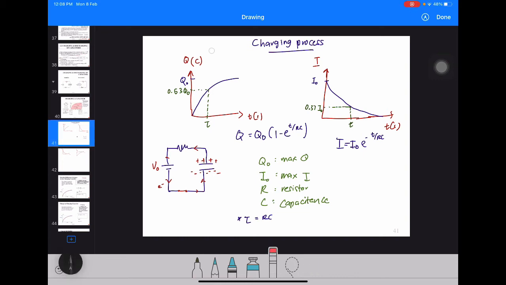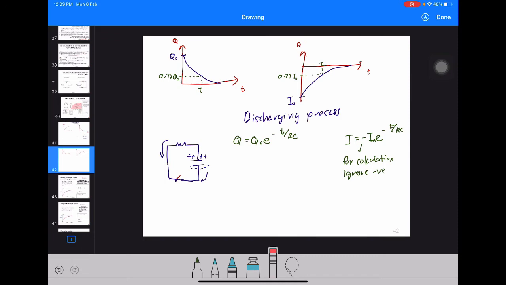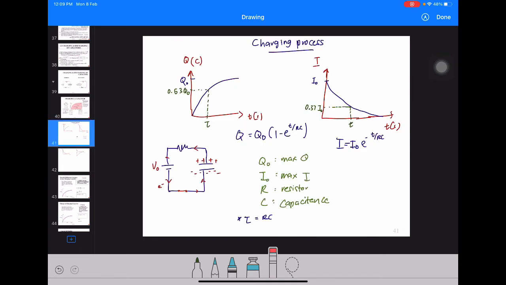The time taken to reach 0.63 or 63% of your Q naught. The time taken to charge. The rest would be discharging. The rest would be decreasing, sorry. So for this one, it's the time taken to decrease to 0.37, or 37%. This one also the same. Decrease, decrease. So the only time it increases is 0.63 and then the rest is 0.37.